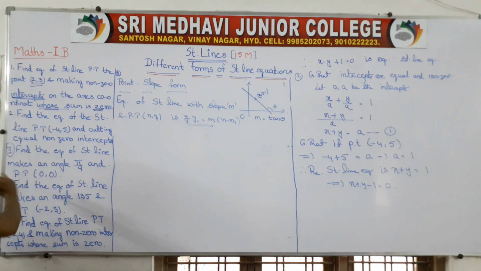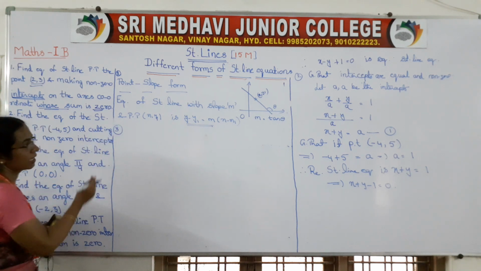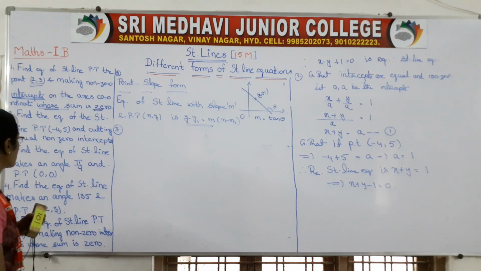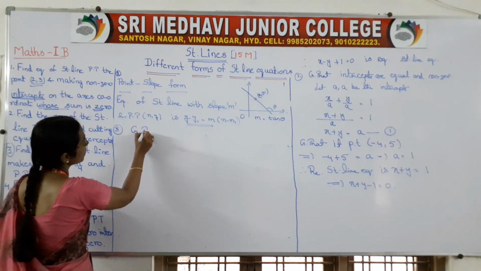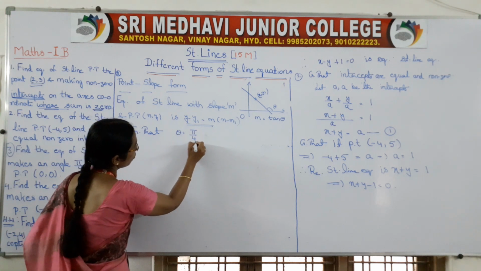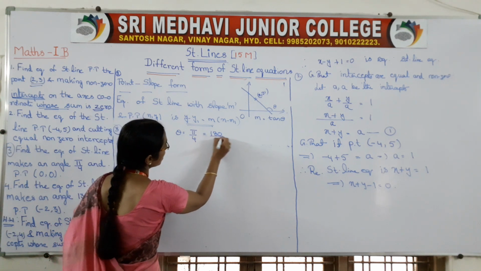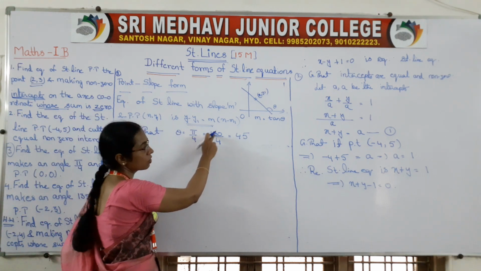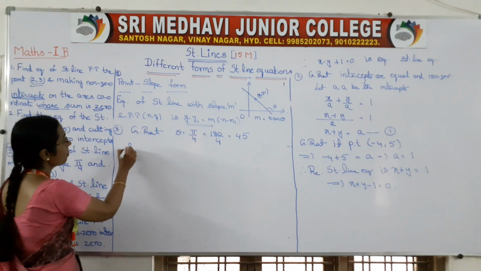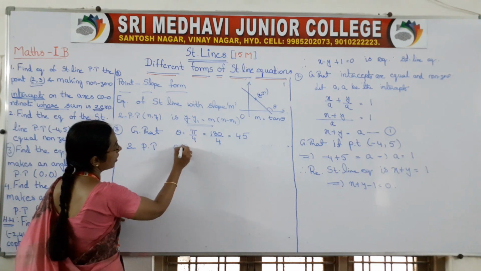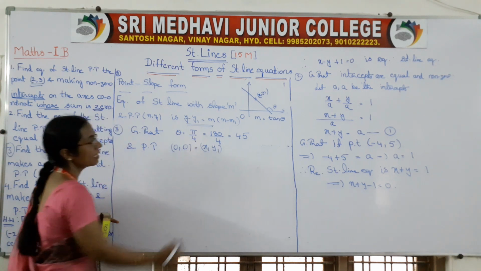Now come to the third question we are solving, based on this formula. Find the equation of the straight line that makes an angle pi by 4 and passes through 0, 0. First write down the given information. Given that theta is equal to pi by 4. Pi is equal to 180, you know it, so 180 by 4 is equal to 45 degrees. And passing through one point is also given to us. It is the origin, isn't it? Passing through the origin, and you consider that as x1, y1.